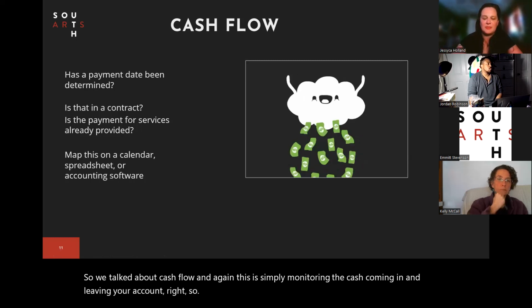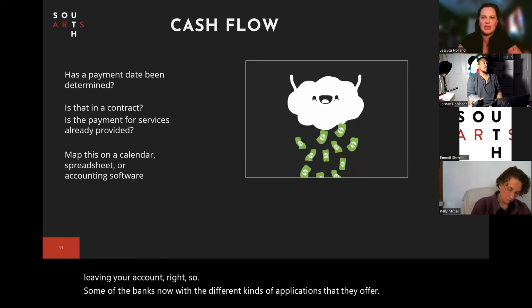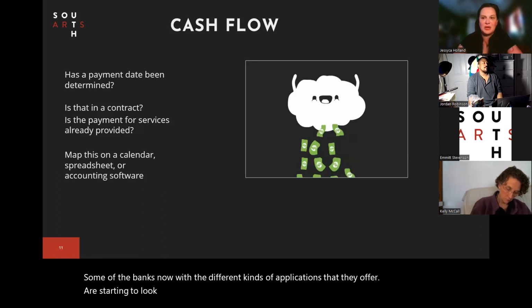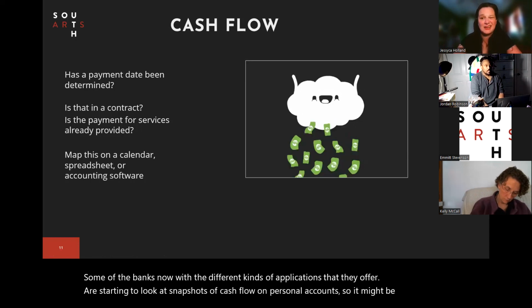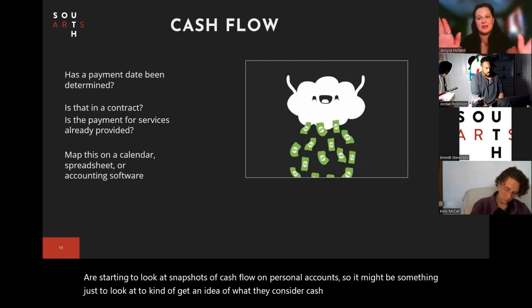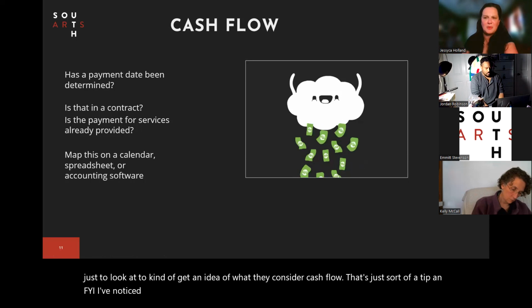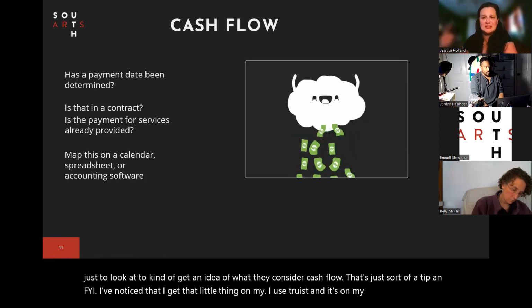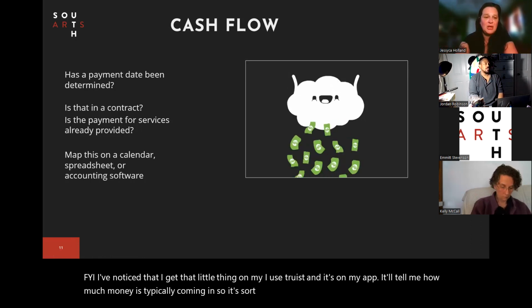Some of the banks now, with the different kinds of applications that they offer, are starting to look at snapshots of cash flow on personal accounts. So it might be something to look at to get an idea of what they consider cash flow. That's just a tip and FYI. I use Truist, and it's on my app. It'll tell me how much money is typically coming in, so it's tracking that over time.